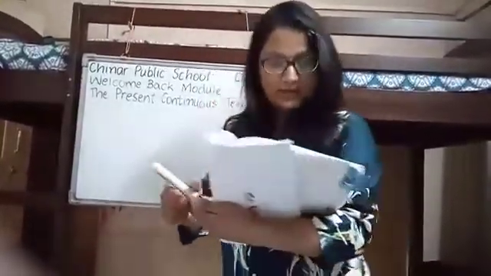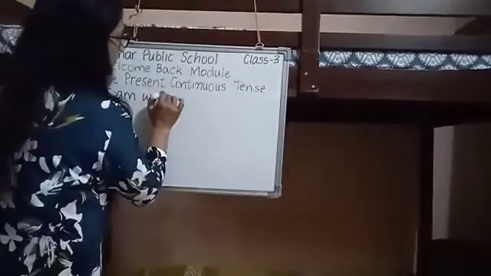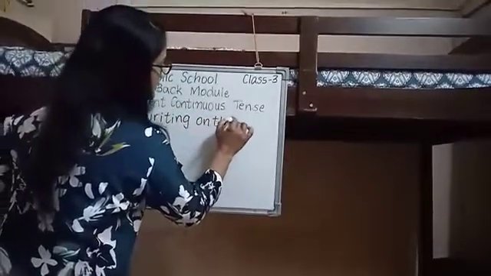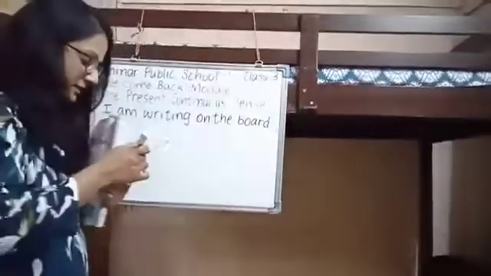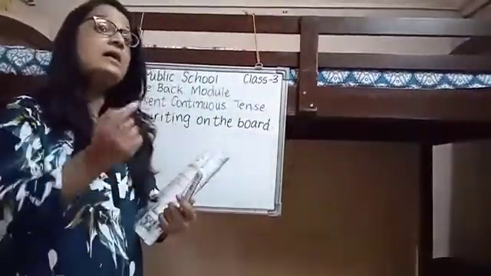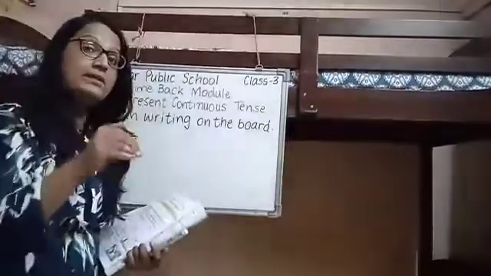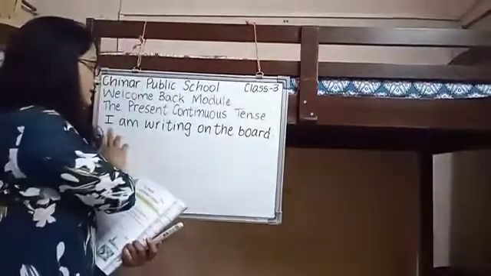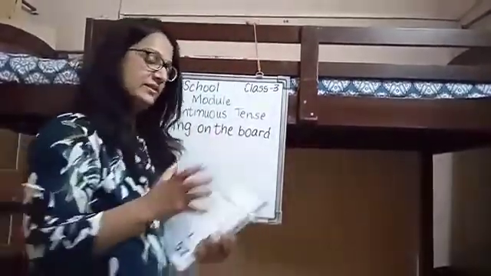For example, if I say, I am writing on the board. See, this is present continuous tense. Why? Because this action, I am writing, this writing action is happening at the time of speaking. I am speaking while I am writing on the board. So this is present continuous tense.